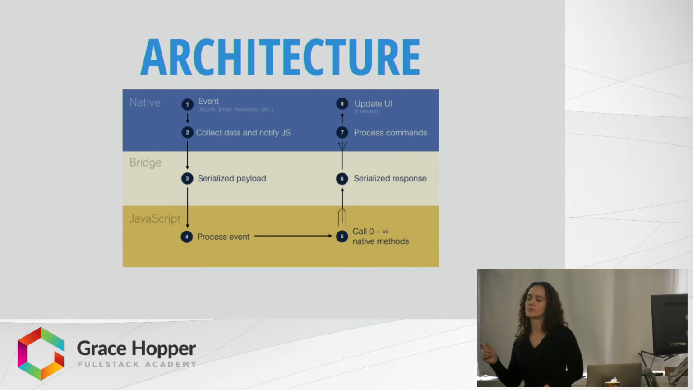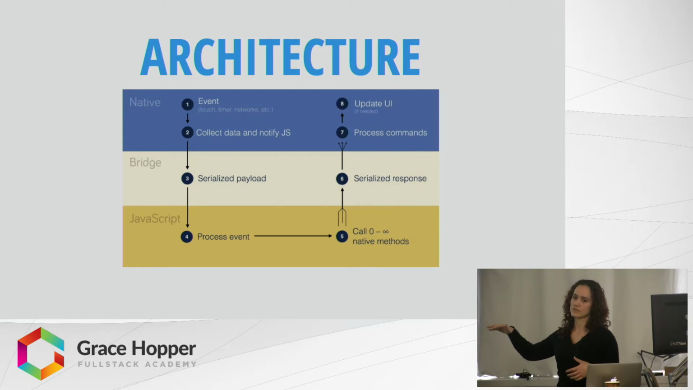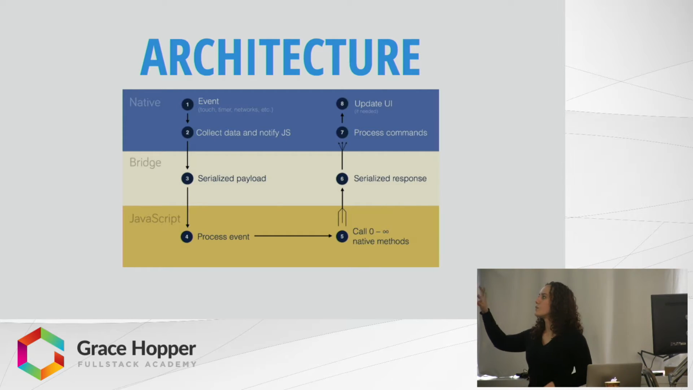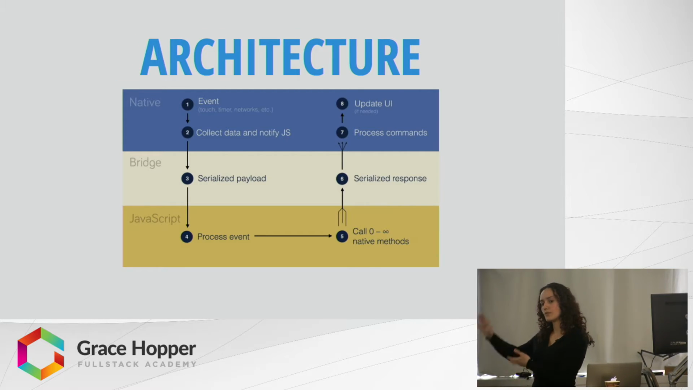The bridge is the one that allows for bidirectional communication between native and JavaScript. And when the package gets to JavaScript, JavaScript unpackages it, and it does what it needs to do, and then it packages it back, and it sends it through the bridge to React, to native.